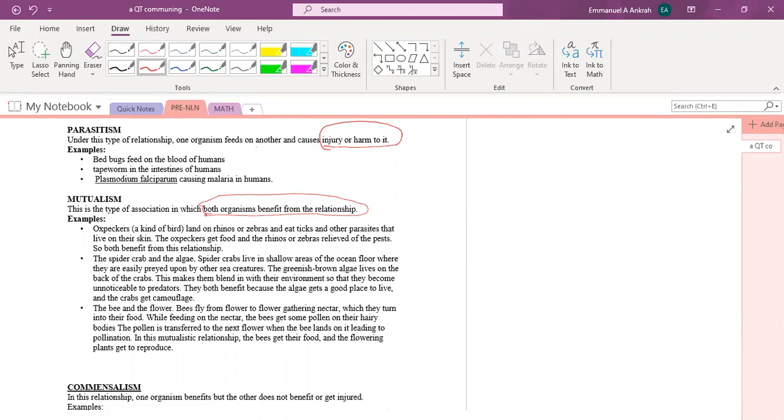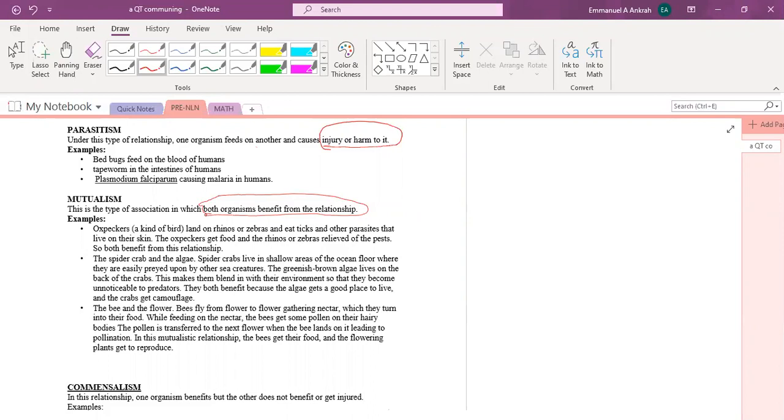Then I have another example, the spider crab and algae. The spider crabs live in shallow areas of the ocean floor where they are easily preyed upon by other sea creatures. Now the greenish brown algae lives on the back of the crabs. This makes them blend with the environment, so that they become unnoticeable to predators. So they both benefit, because the algae gets a good place to live, and the crab gets camouflaged. So there's a beneficial relationship here.